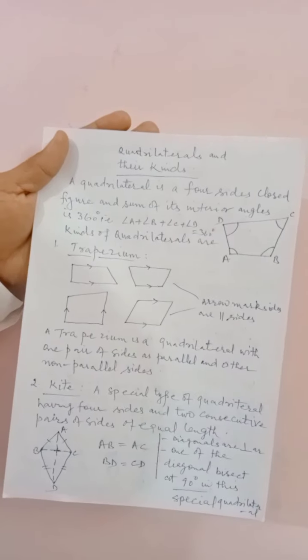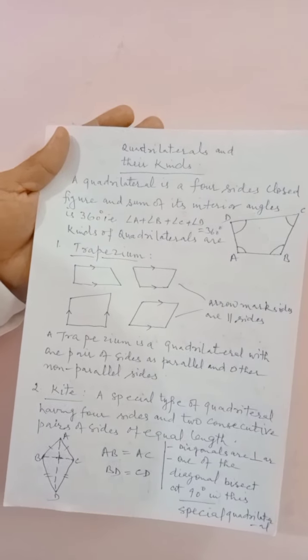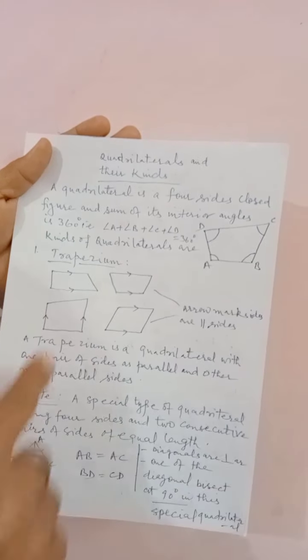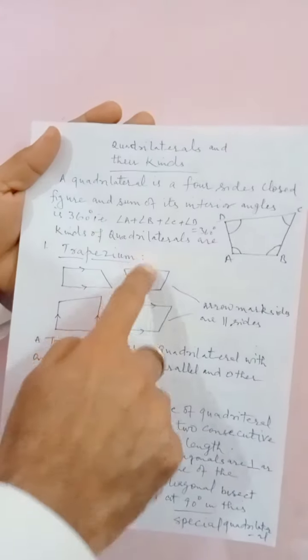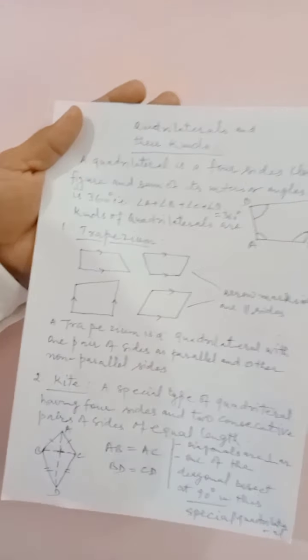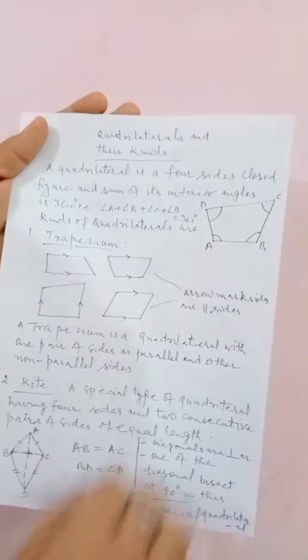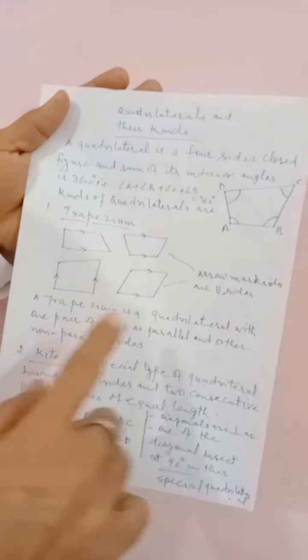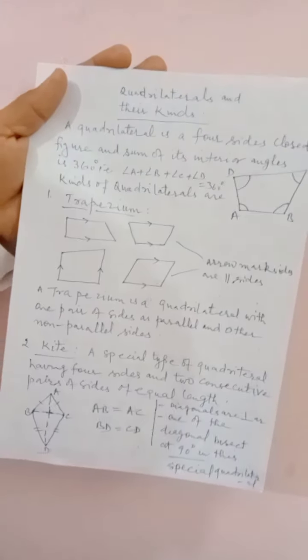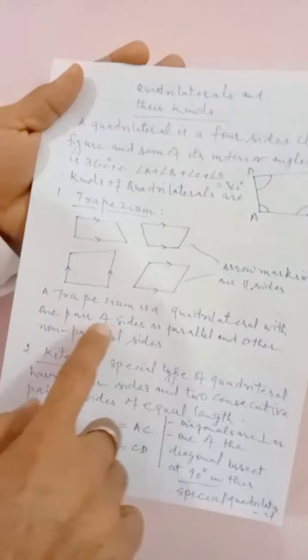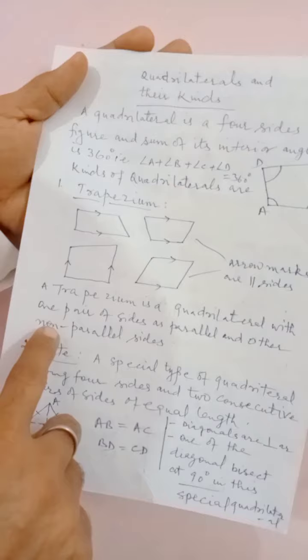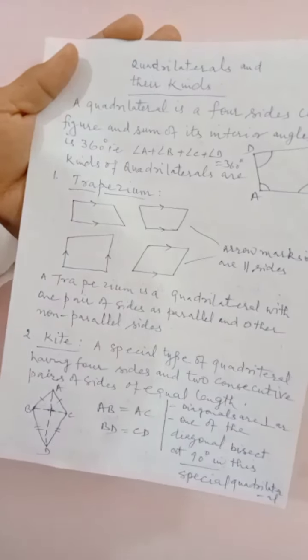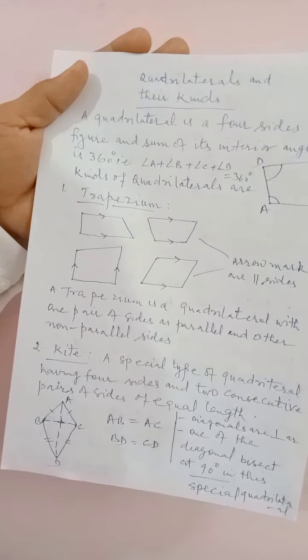So, different kinds of quadrilateral. First is the trapezium. Now see the figure. In all the four figures, different arrows are marked. These arrow-marked sides are parallel sides. So a trapezium is a quadrilateral having four sides with one pair of sides parallel and the other two sides non-parallel. This forms a trapezium.